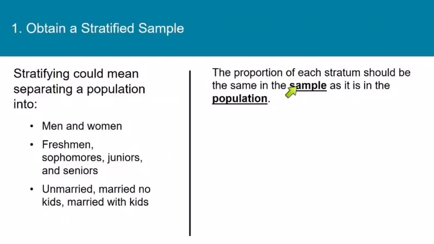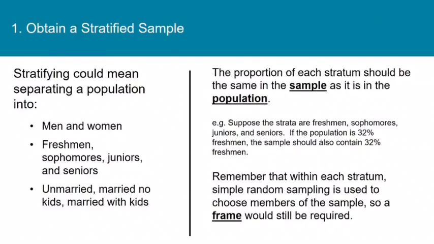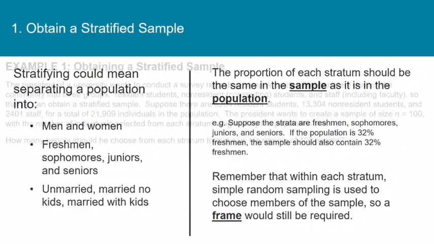Now, the proportion of each stratum should be the same in the sample as it is in the population. For example, suppose the strata are freshmen, sophomores, juniors, and seniors. If the population is 32% freshmen, then the sample should also contain about 32% freshmen. Remember that within each stratum, simple random sampling is used to choose members of the sample, so a frame would still be required for this kind of sample.